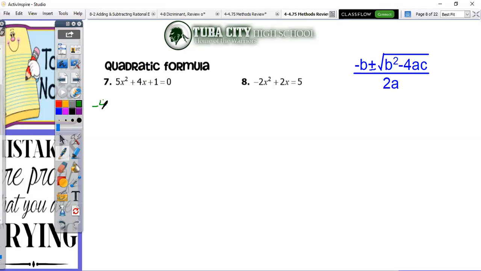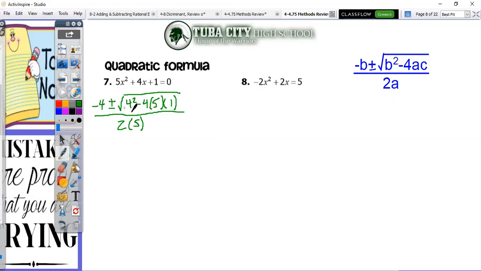So negative 4, because we grab our b value, which is 4, but it is negative when we put it into the formula. Negative 4 plus or minus the square root of 4 squared minus 4 times a. So our a value in this case is 5, and c is 1. Now, if I were working on this myself, I would leave that 1 out because it does get confusing when you have so many numbers in the formula at once. And then 2a with our a value is 5. Okay, there we go. So we are ready to start evaluating this.